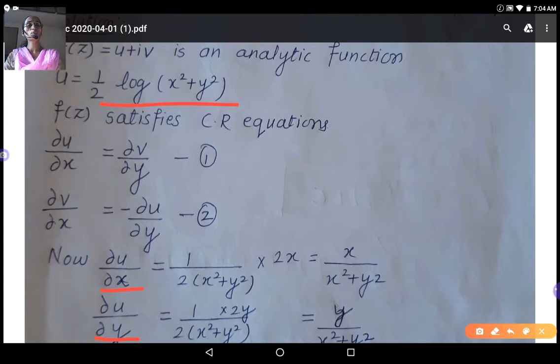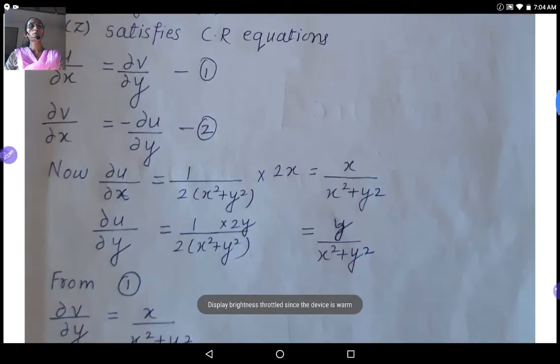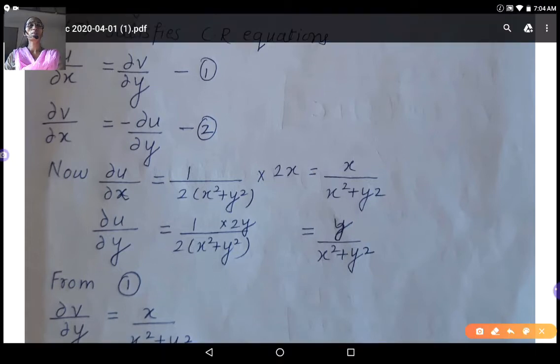Now what is the derivative? Partial derivative with respect to x you are taking. 1 by 2 is constant, so written as it is. Log of x square plus y square, its derivative is 1 by x square plus y square, again with respect to x derivative, that is 2x, and then your final answer is x upon x square plus y square. Same way, finding delta u by delta y, it will be y upon x square plus y square.